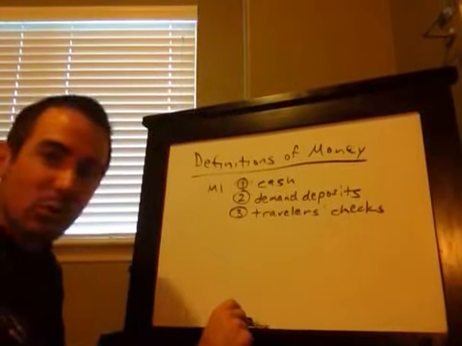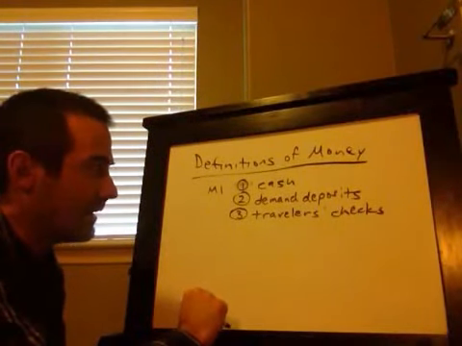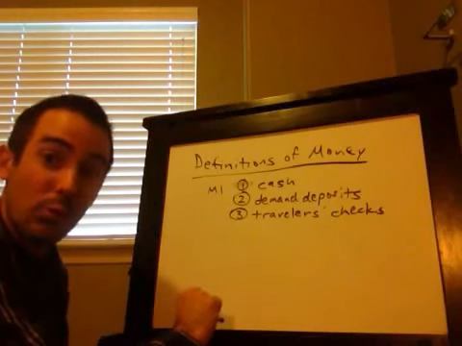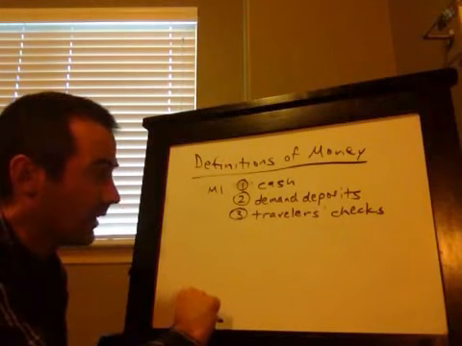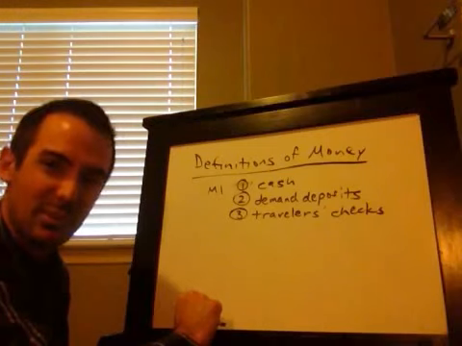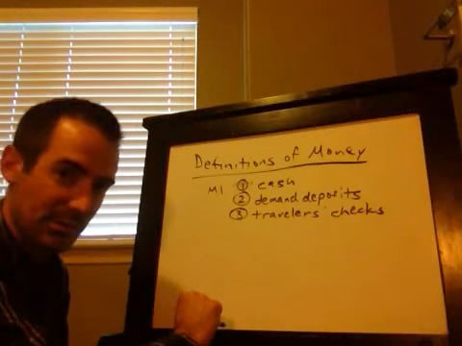All right, so that's M1. And M1 is defined by these three things that are very spendable, or very liquid, you might say. Liquidity is the property of being spendable. All right, these things are the most liquid types of money, and we're going to use these as our usable definition of money later in class.